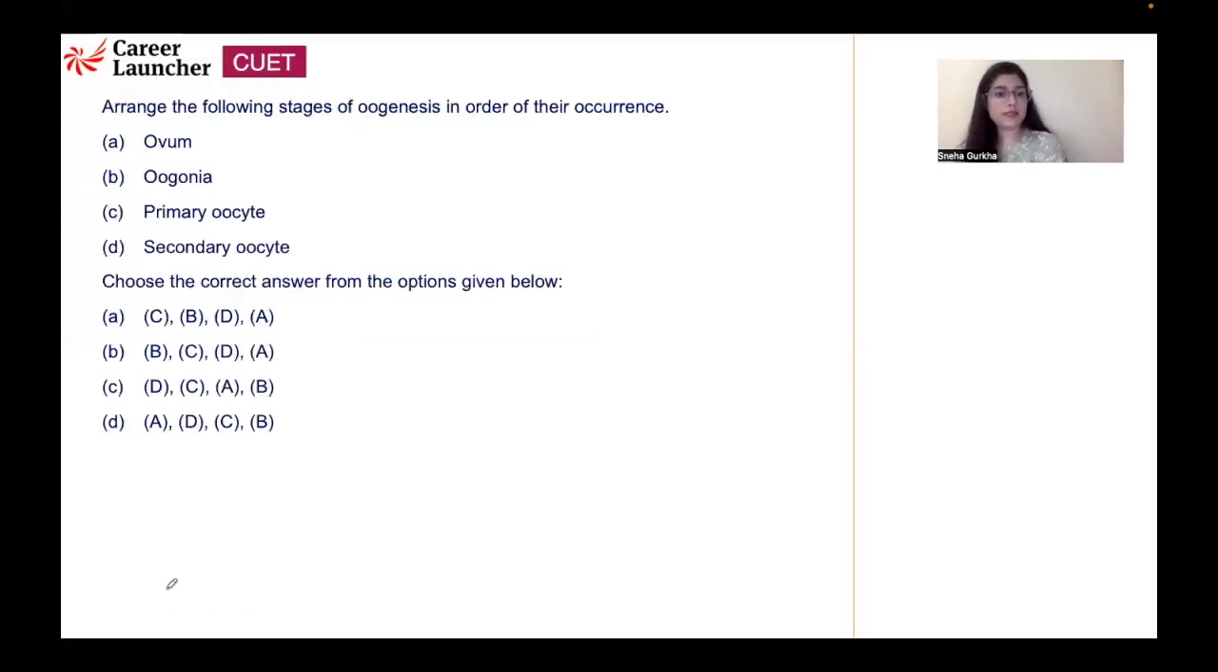Arrange the following stages of oogenesis in order of their occurrence. First is oogonia, then primary oocyte, then secondary oocyte, finally ovum. So B, C, D, and A. So option B is going to be correct.